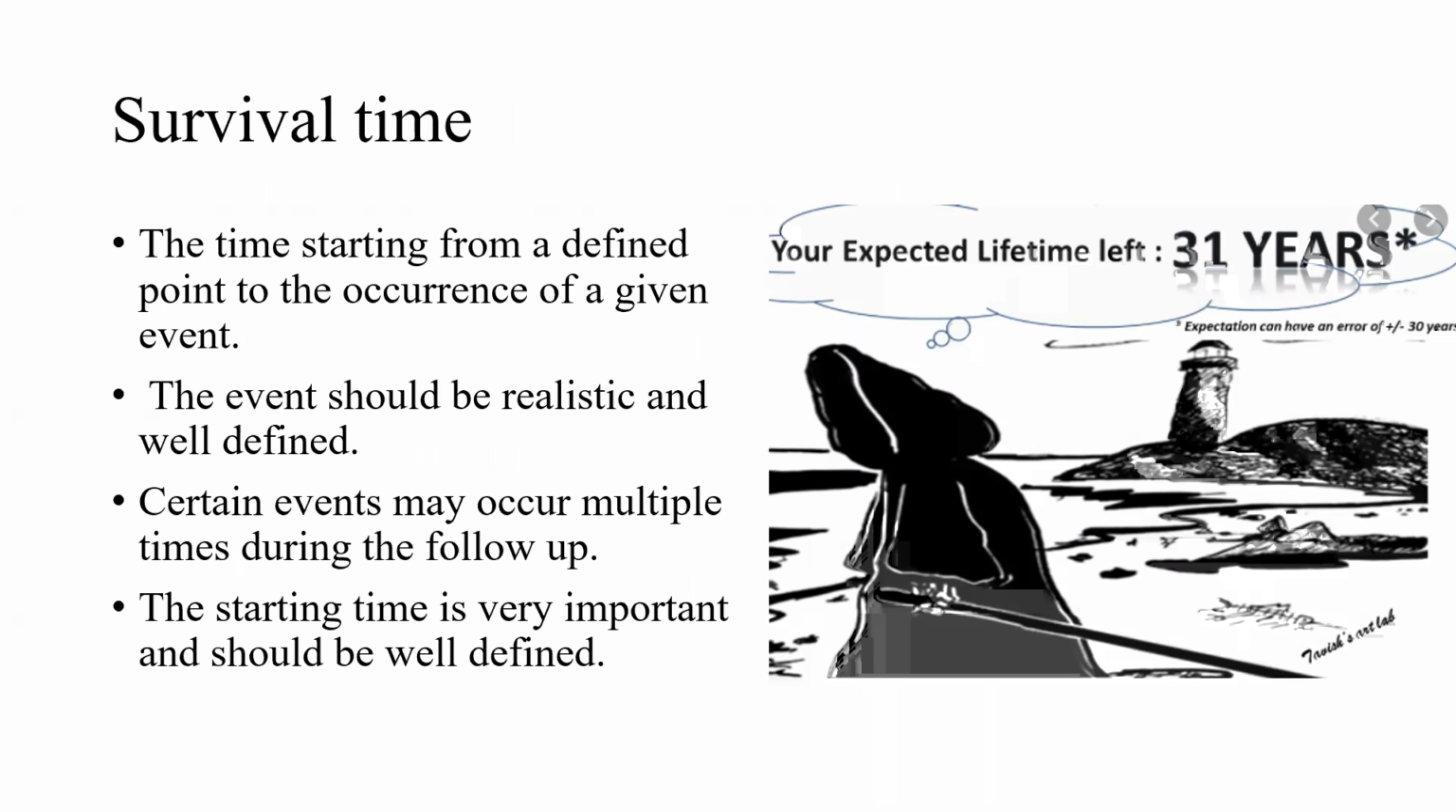This cartoon says your expected lifetime left is 31 years. Expectation can have an error of plus or minus 30 years. So basically it can be from next year to the next 60 years. So this is just a cartoon, just to see what the survival time means.